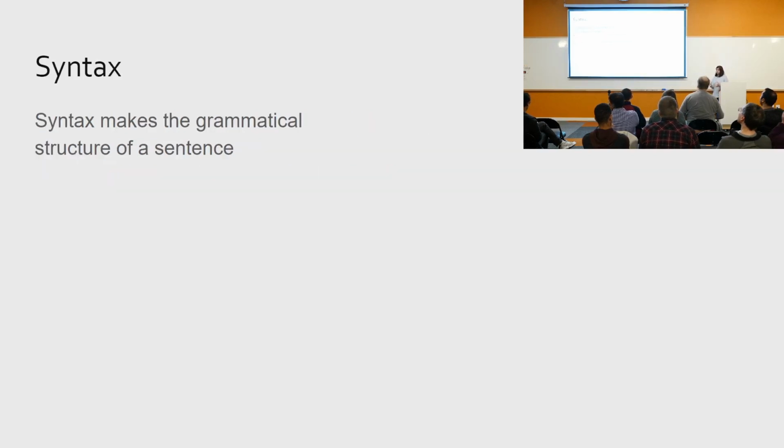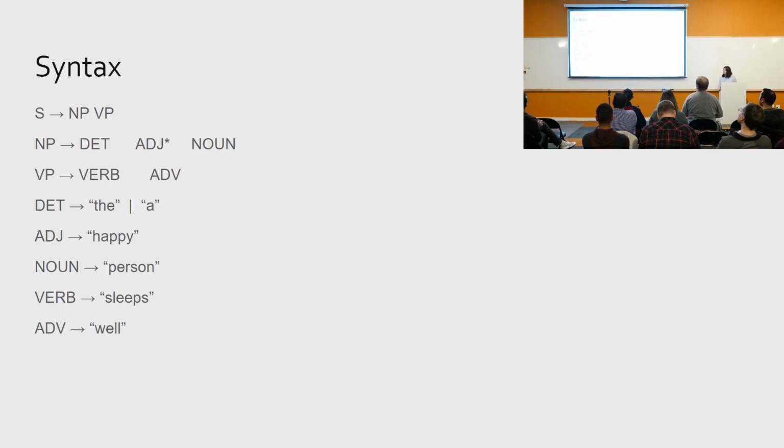What is syntax? Syntax is basically the grammatical structure of a sentence. Something as simple as, well, a sentence can be broken down into a noun phrase and a verb phrase. A noun phrase can be of type determiner, adjective, noun. Verb phrases can be broken down into verbs and adverbs and so on. So basically what we are doing is creating these rules that can deconstruct a sentence into its individual components.